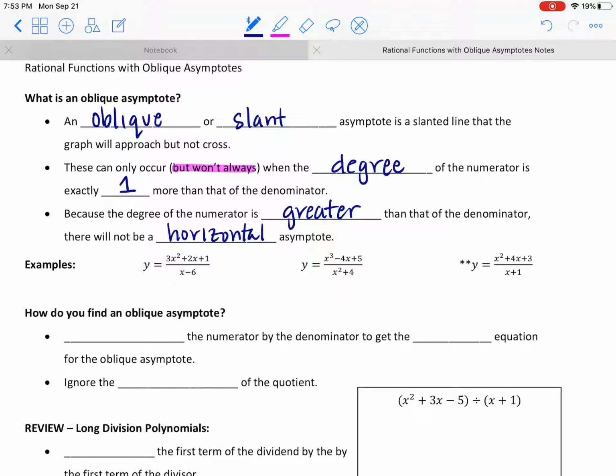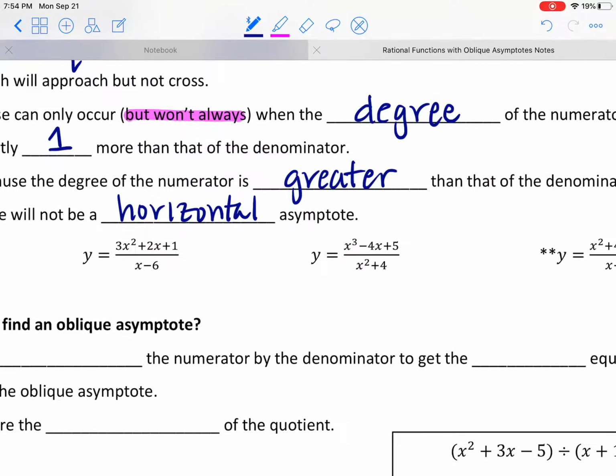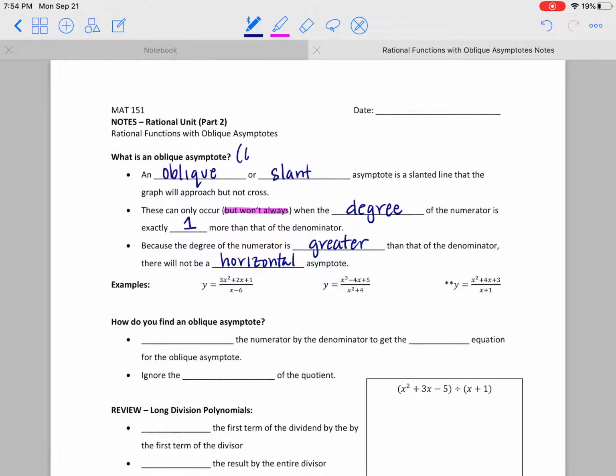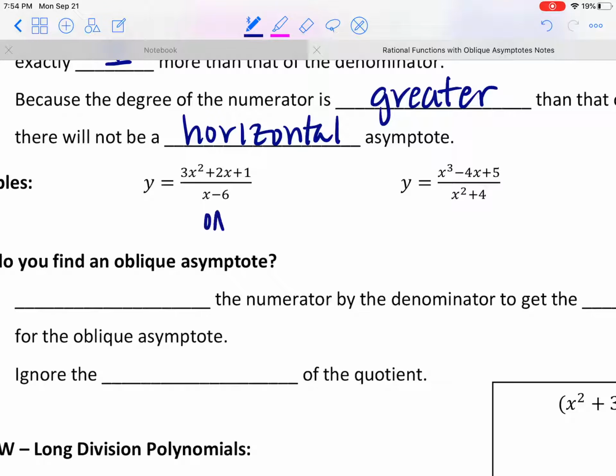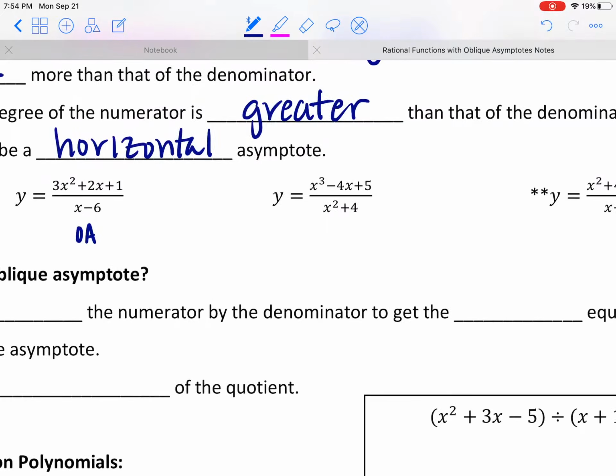Okay? So when we see the degree of the numerator is exactly 1 more than the degree of the denominator, we could be looking for a slanted or an oblique asymptote to happen. But that won't always happen. So it's going to happen in the first one, and I showed you the picture confirmation a second ago. This one is going to have an oblique asymptote, and I'm going to abbreviate this OA. So this is going to have an oblique asymptote, and we'll figure out where it is in a second.